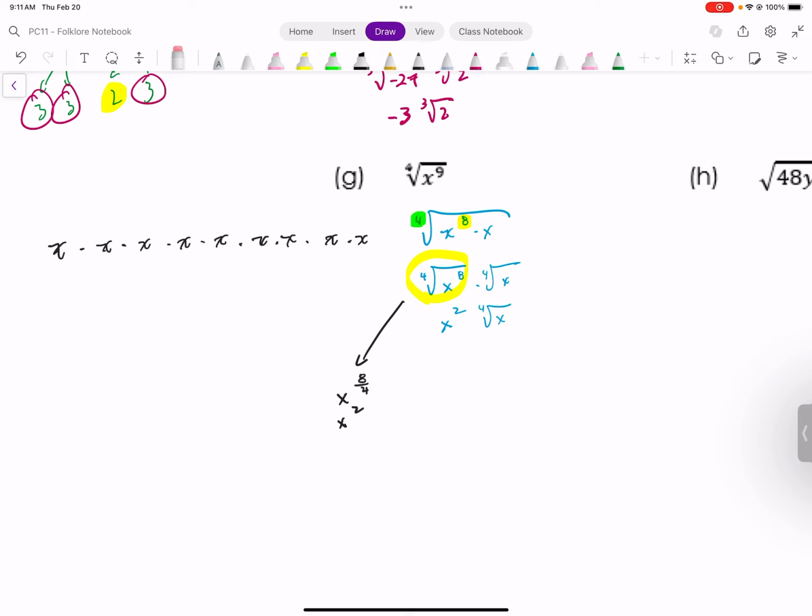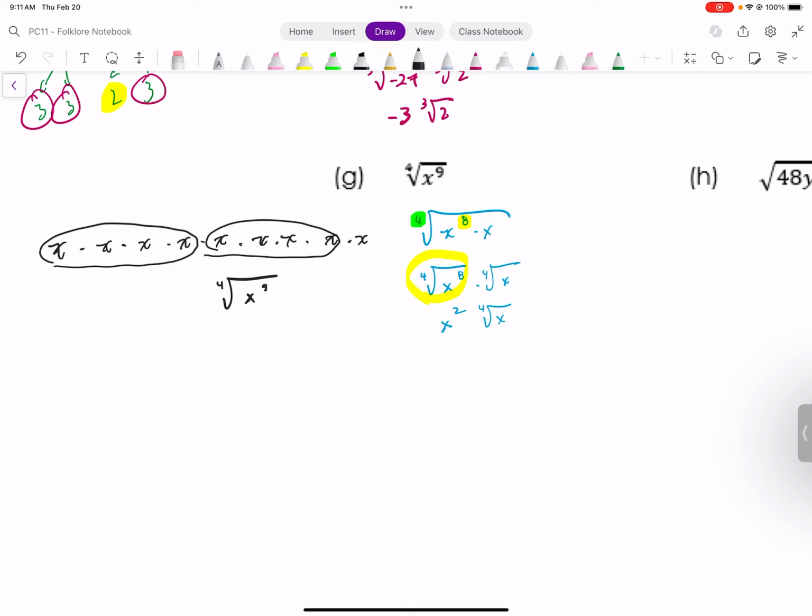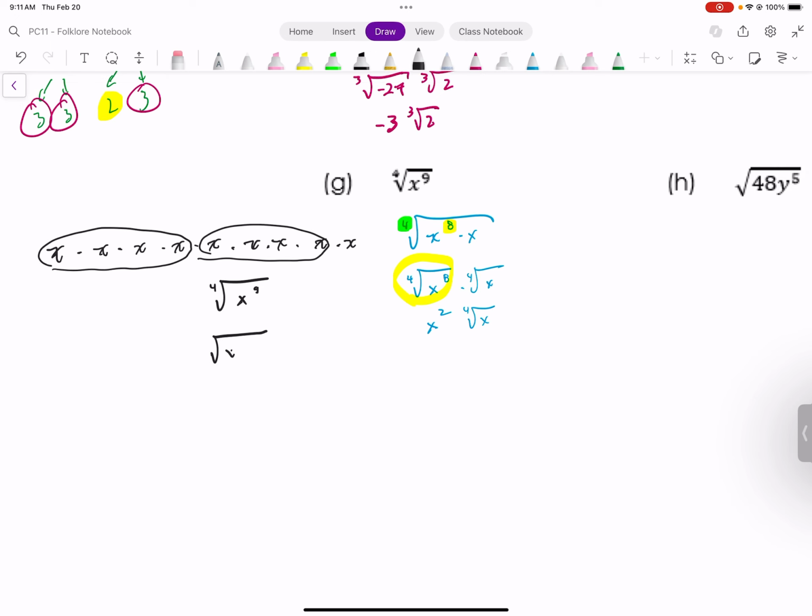All right. If I'm doing the prime factorization method, it might look like this. I'll just write it below. So this is x to the power of 9 under the fourth root. Since my index is 4, I'm looking for groups of 4 factors. So there's one group of 4, and there are 2 groups of 4. And I have x left over. So I could decompose x to the power of 9 into x to the power of 4 times x to the power of 4 times x to the power of 1.